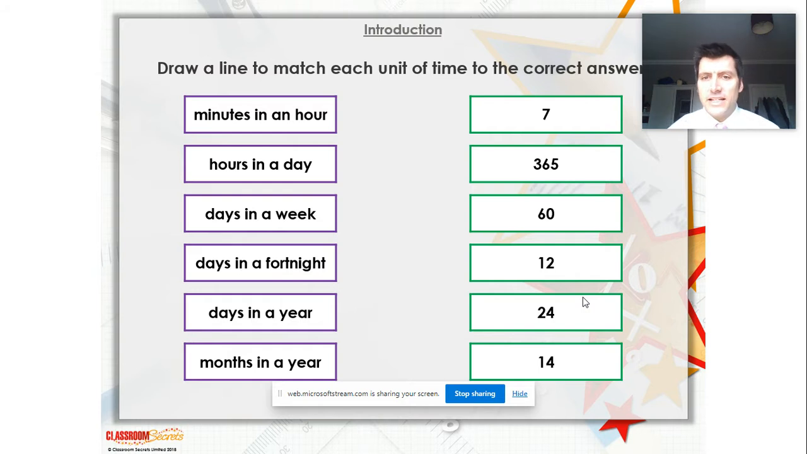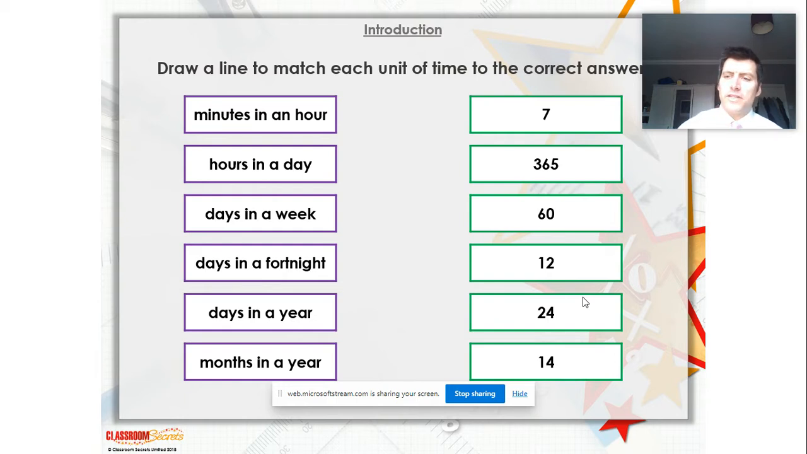Just as a quick beginning point, you start by seeing if you can build your knowledge, show your knowledge of minutes, hours, days, weeks, and months and years by matching the correct measure, the correct unit of time to the correct answer. Okay, so how many minutes are there in an hour? Hopefully you're thinking about that. How many hours in a day? How many days in a week? See if you can figure out the fortnight one. And finally, we've got days in a year and months in a year. Okay, just pause the video whilst you think through that, please.